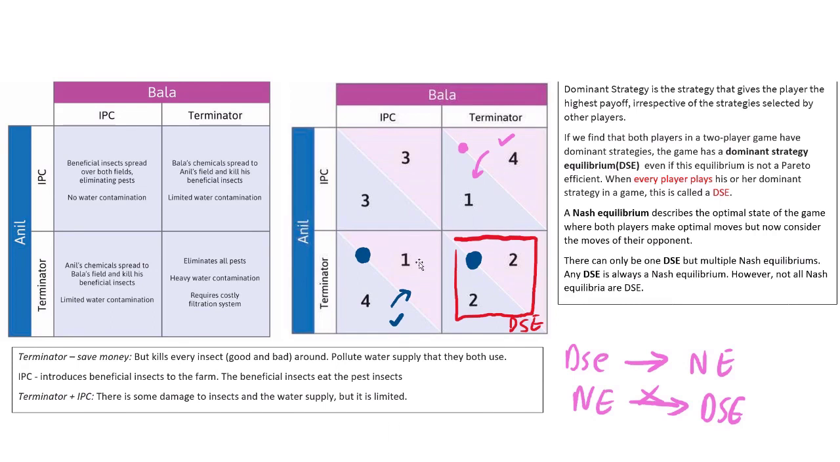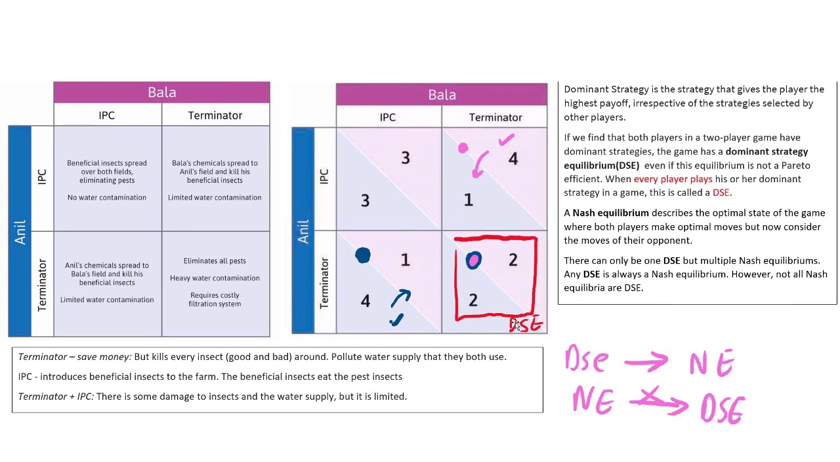How about if Anil chooses Terminator, what happens? If Anil chooses Terminator, is Bala going to choose IPC? 1 pair of 4 vs 2 pair of 2. He's going to choose 2 pair of 2, this one. So Bala is going to choose this one. So if there's an intersection, then this is called Nash equilibrium. So the Nash equilibrium will be this one.